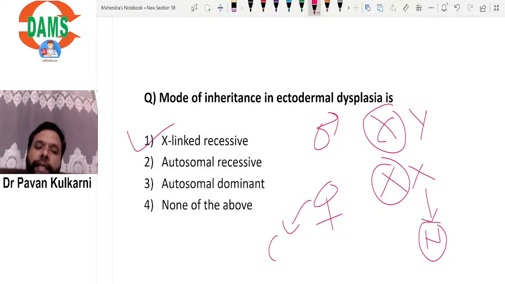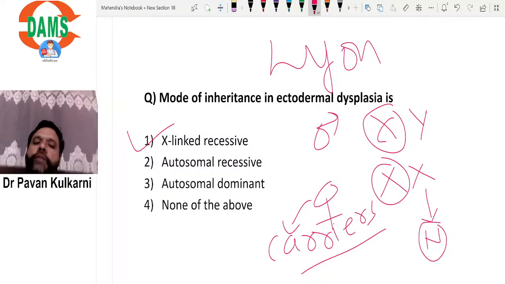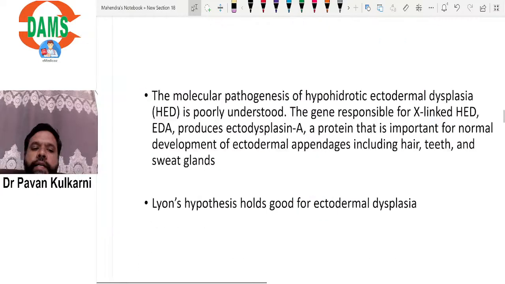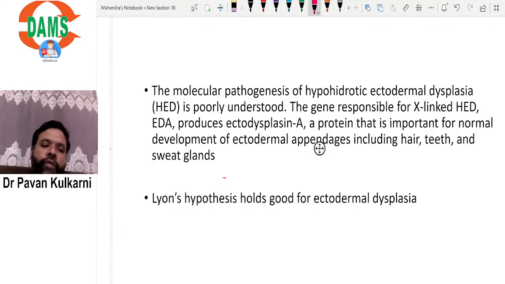Why are females carriers? Females are carriers because females have one normal X chromosome, whereas males have only one X chromosome and one Y chromosome. Whatever X chromosome is there, that is already mutated. So obviously males are affected, and this is known as lionization or Lyon's hypothesis. I think I've discussed this in a slide here. Yes, lionization or Lyon's hypothesis is nothing but what we have discussed.